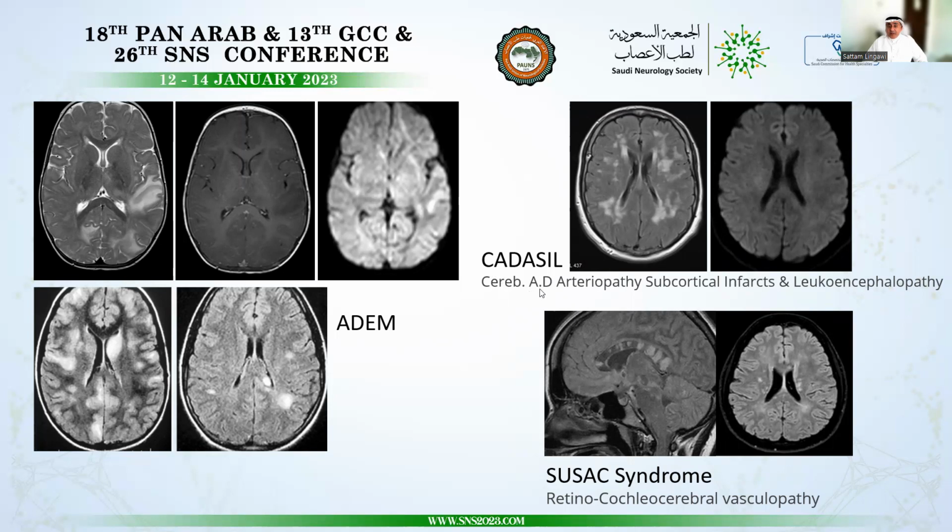CADASIL, which is cerebral autosomal dominant arteriopathy with subcortical infarcts and leukoencephalopathy, gives you diffuse, irregular, fairly symmetric, high signal intensity lesions of confluent large nature, involving the deep and subcortical white matter with relative sparing of the periventricular white matter and the corpus callosum.